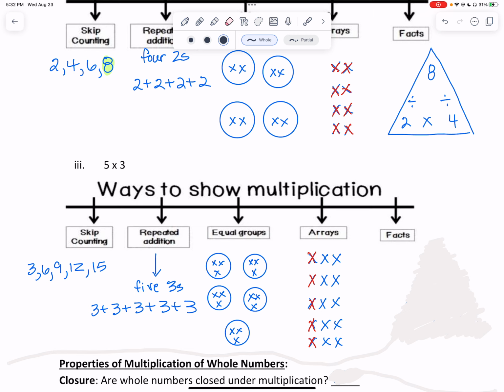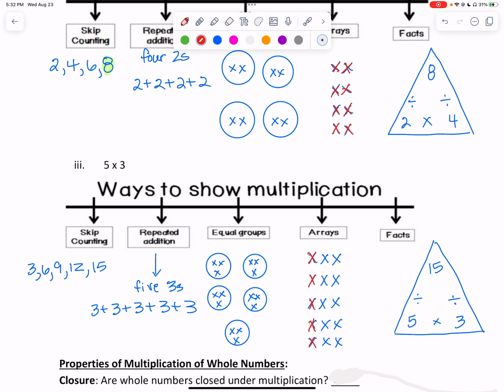And lastly is my fact families, or it could be called number bonds. So they may ask you to draw, I may ask you to draw a number bond, which would look like this. You would have your 15, and then you would have your 3, and your 5, and there's your number bond.